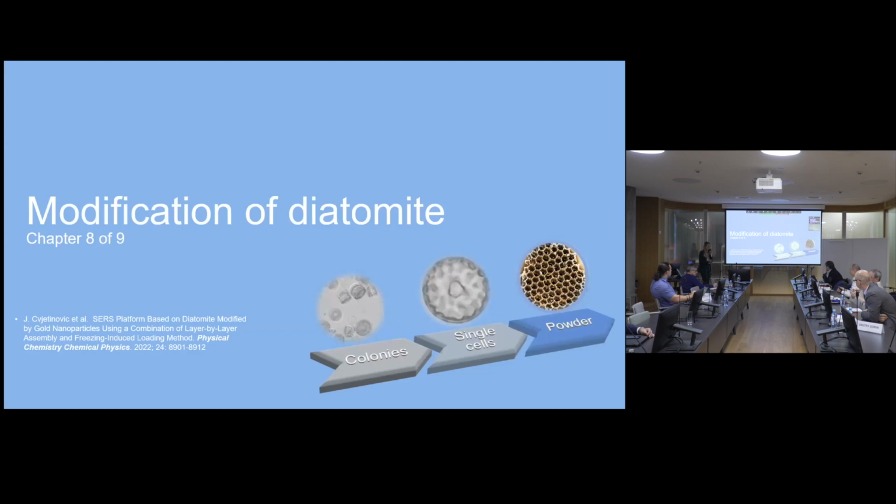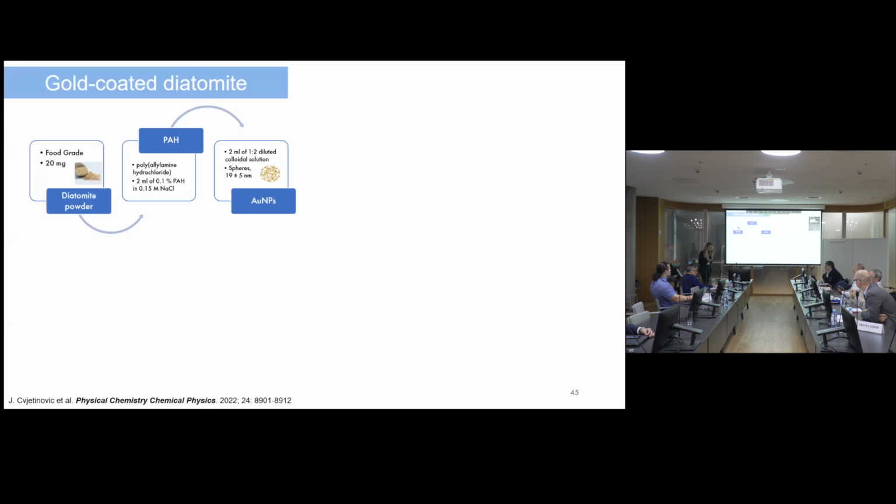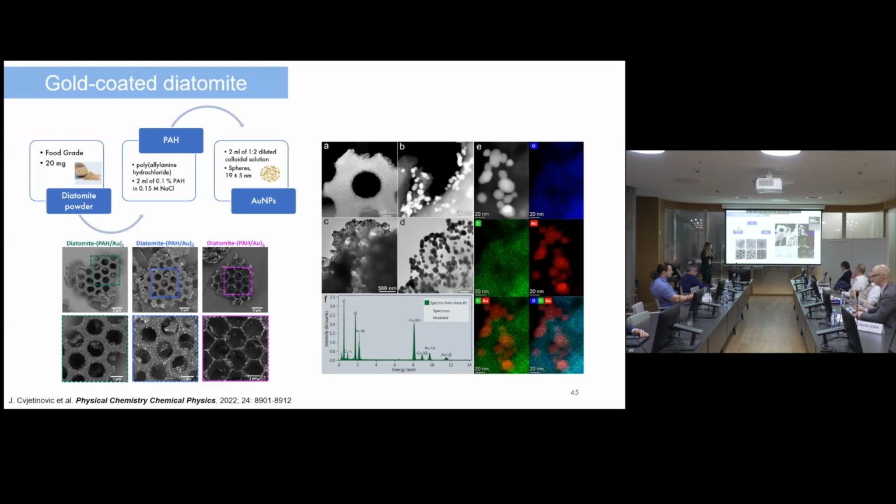And now we are moving to the last part of my talk. It's the modification of diatomite. So for the purpose of modification of diatomite, we used gold nanoparticles and applied a combination of layer-by-layer assembly and freezing-induced loading. Layer-by-layer is based on the electrostatic interactions between the positively charged polyelectrolyte, polyallylamine hydrochloride in this case, and negatively charged nanoparticles. We applied such a deposition process up to 5 times, so we obtain 1, 2, 3, 4, 5 PAH-gold nanoparticle bilayers.